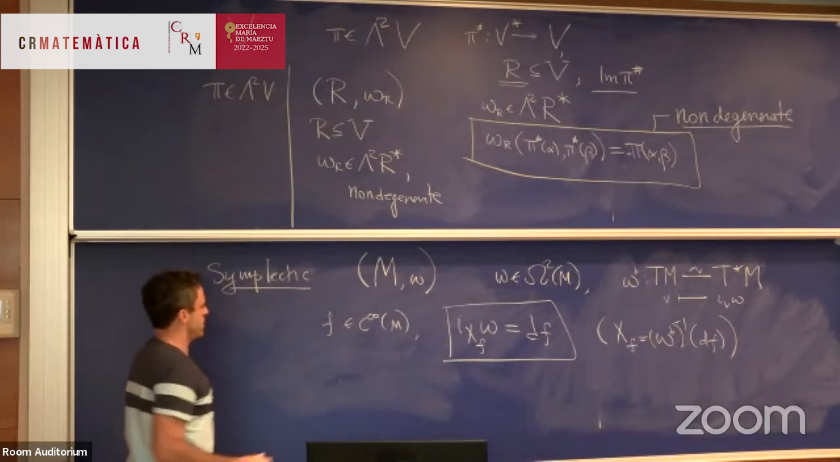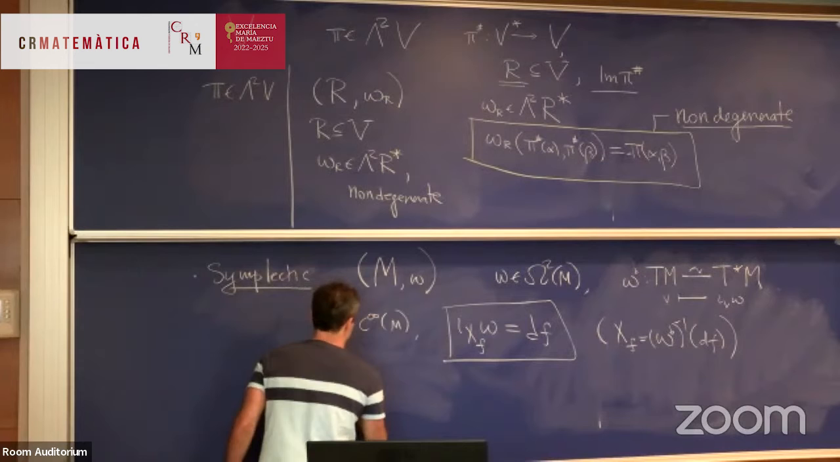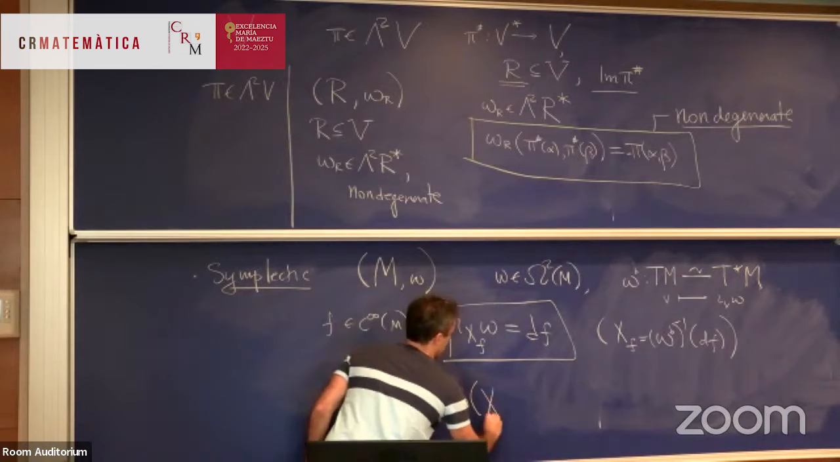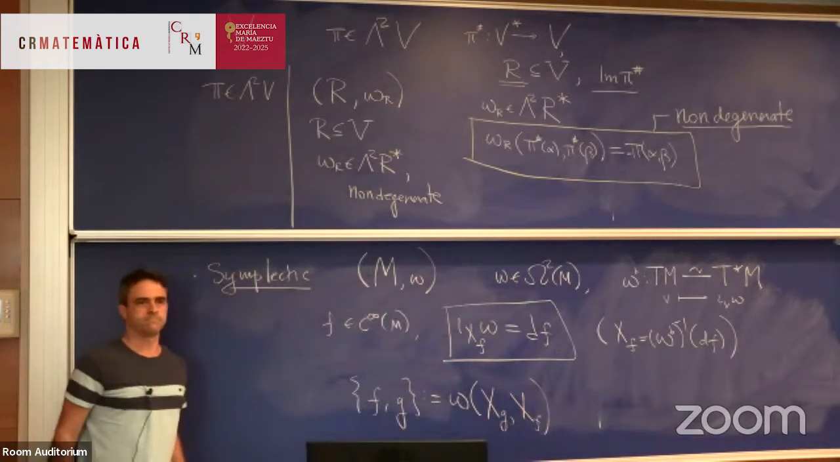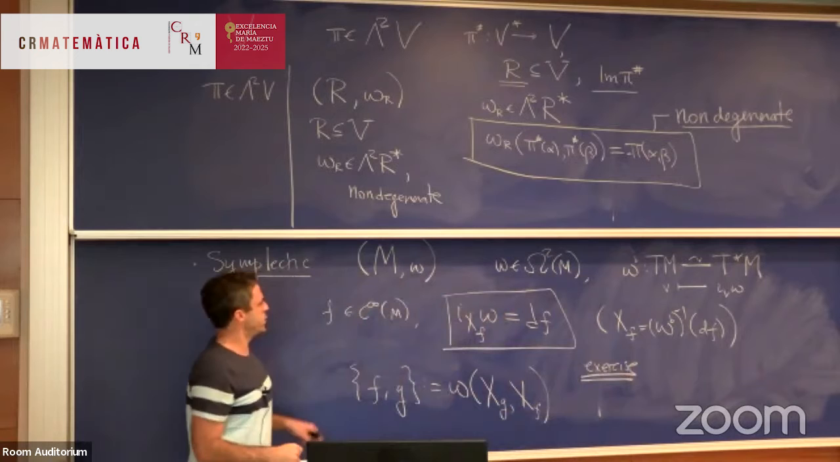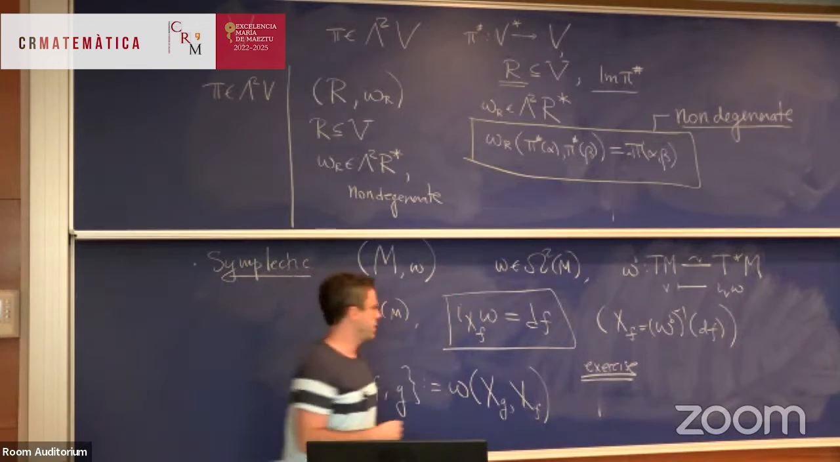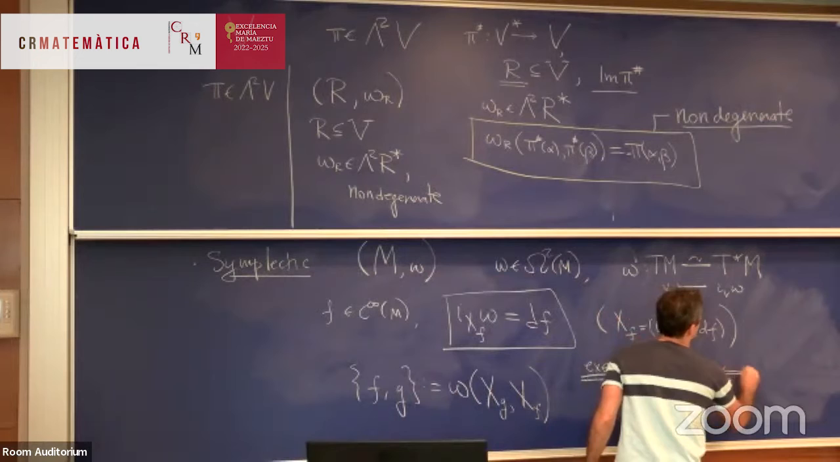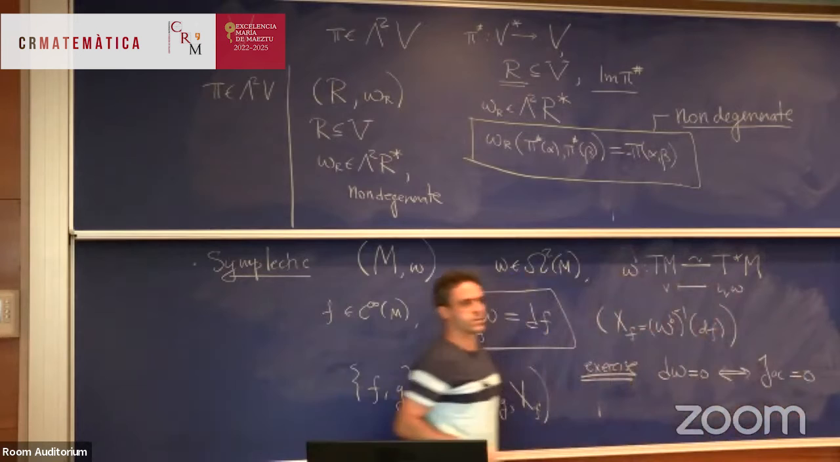And once you have this notion of Hamiltonian vector fields, then you can immediately define a bracket like this. And then the exercise, it's also in the problem set. You see, to write this, I didn't really use the fact that the form is closed, which is a requirement for a symplectic manifold. So the exercise is that the form is closed if and only if the Jacobiator of the corresponding bracket is zero.